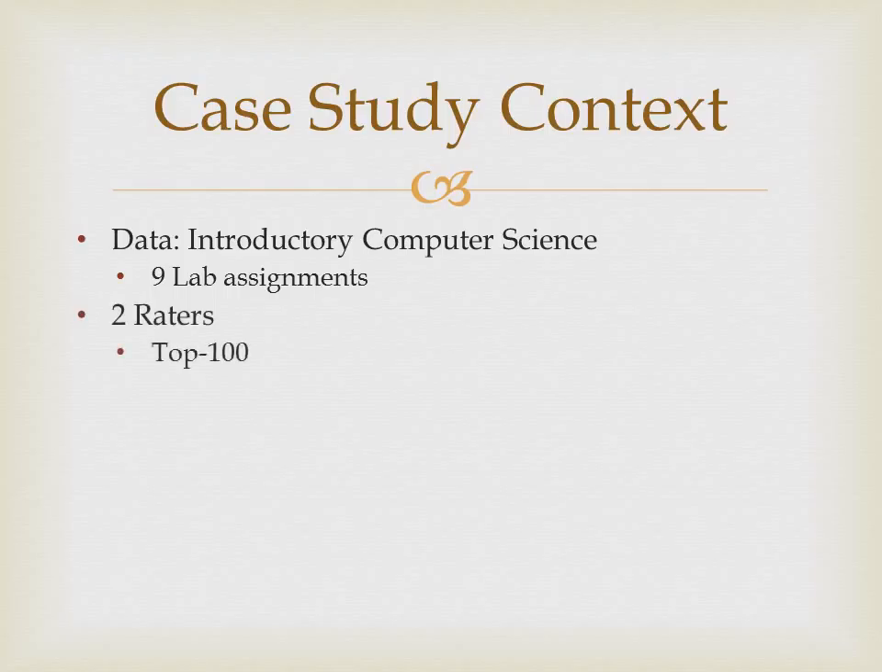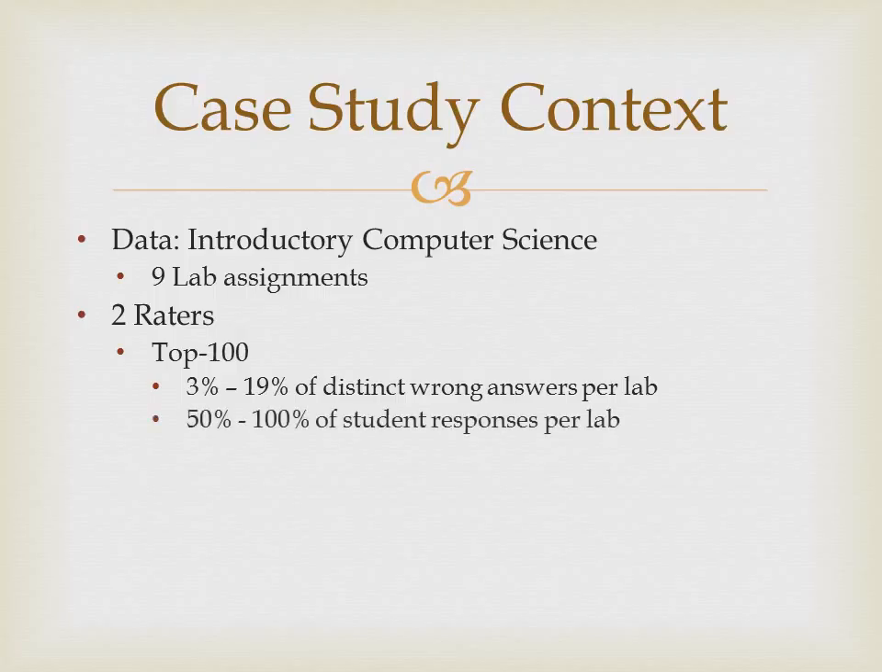The raters labeled the top 100 wrong answers for each lab, which ranged from 3 to 19% of all the distinct wrong answers per lab, while covering 50 to 100% of the students' responses. For evaluation, we also took a random 50-student sample from each lab and labeled all of those distinct wrong answers. This let us measure precision and recall.